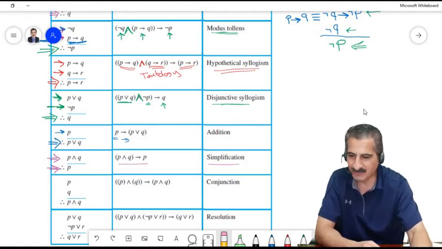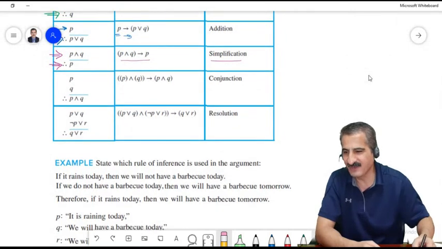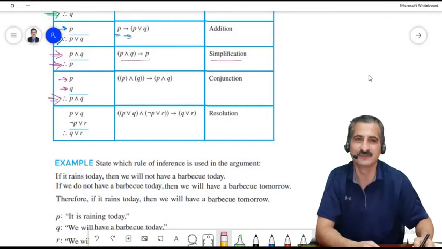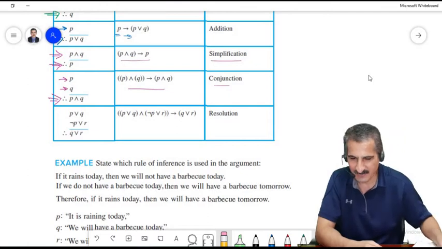So two more rules of inference to go. If we have P happening, Q happening, the conclusion is P and Q is happening. Okay, here it is. This is a conjunction, we know it. Here, I like this one, resolution. So pay attention to this.